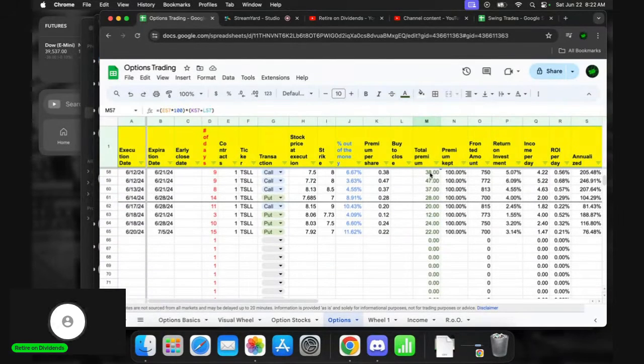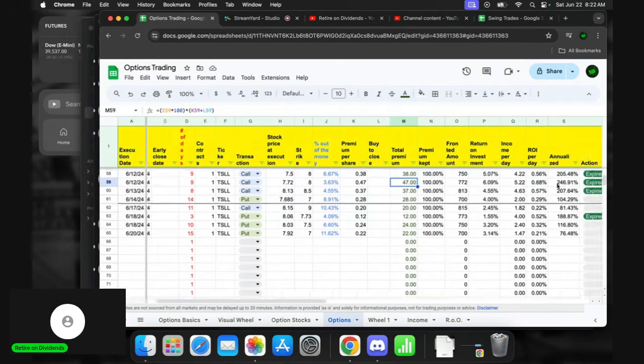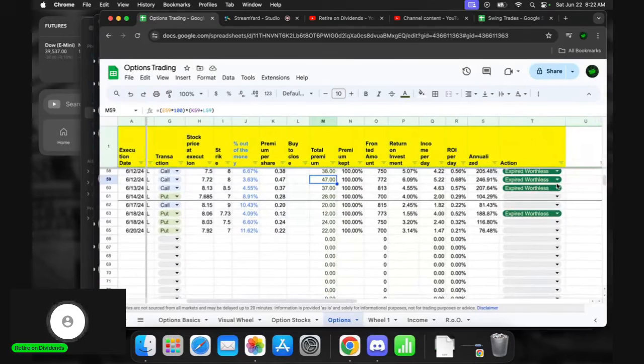So I kept the premium. I kept 38 bucks. I kept 47 bucks. And guess what? I kept my shares. So perfect scenario. Why? Because it closed right below it. So I kept my shares.